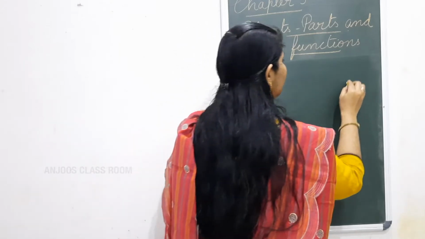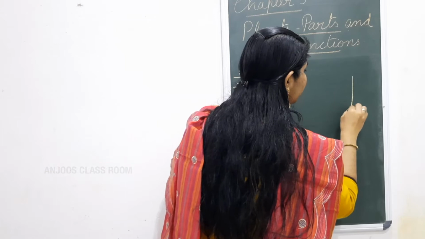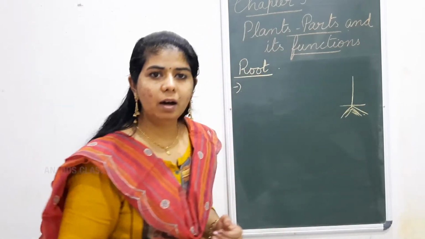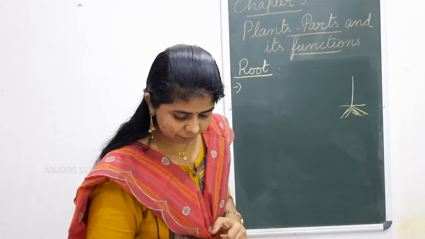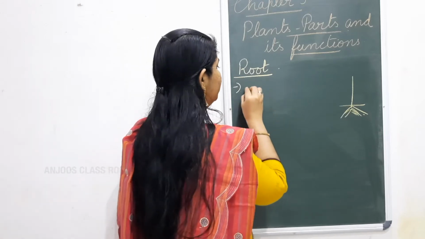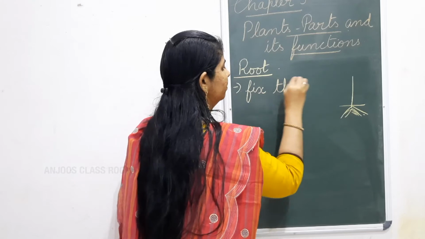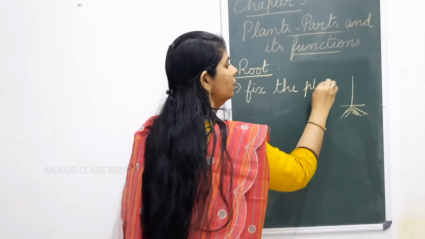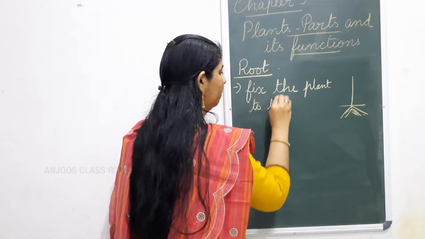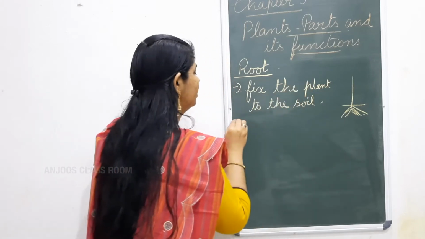So here I'll draw the plant once more. What's the root doing here? Root is the one which fixes the plant to the soil. The first function is it fixes the plant to the soil. That's why the plant is able to stand properly. That's the first function.